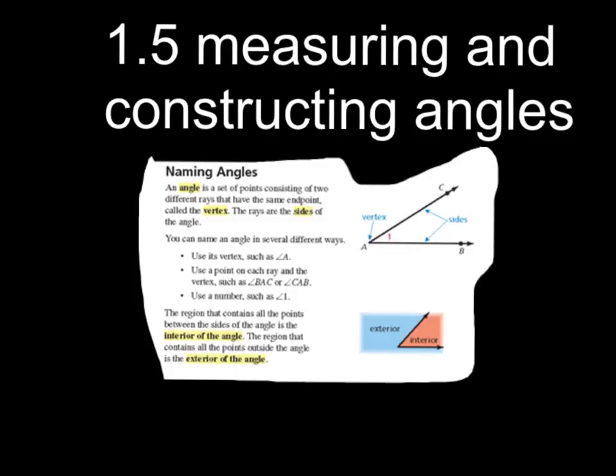The next thing that we need to talk about is the region that contains all points between the sides of the angle, which is the interior. So all the points that are inside here is the interior of the angle. So think of inside. If you have your interior walls, you are inside. Or if you are outside, those are your exterior. This would be the exterior of the angle. So exterior is outside, interior is inside.